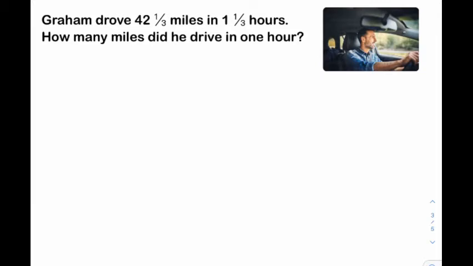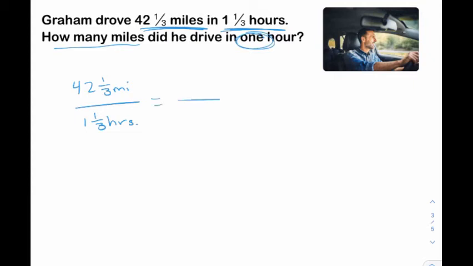Graham drove 42 1/3 miles in 1 1/3 hours. How many miles did he drive in 1 hour? So let's take 42 1/3 miles, and let's write a rate, putting that over 1 1/3 hours. The question is asking for the number of miles in 1 hour. So since my hours are on the bottom, I'm going to put 1 hour on the bottom.